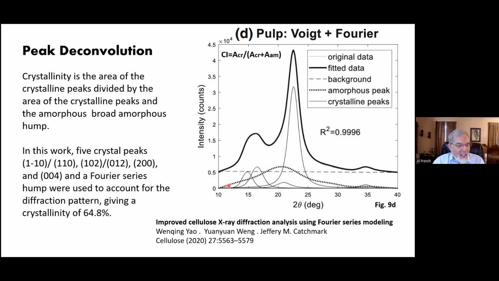And then they've added in an amorphous curve here. One of the main points of this particular paper was that they came up with a Fourier series that they could use to describe this amorphous. And I've forgotten what program they used, but they could use that as well as the pseudo-Voigt curves to represent these other peaks in the diffraction pattern.